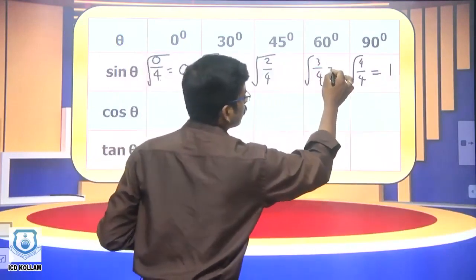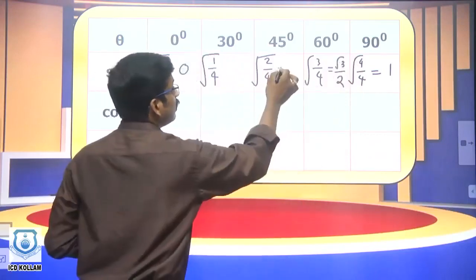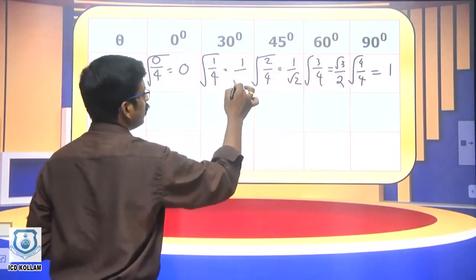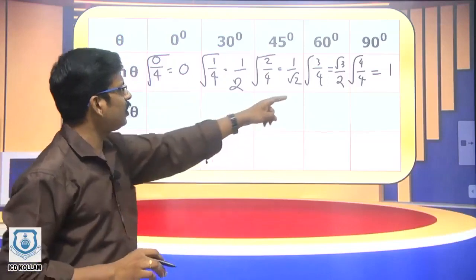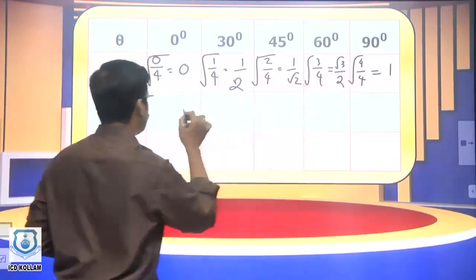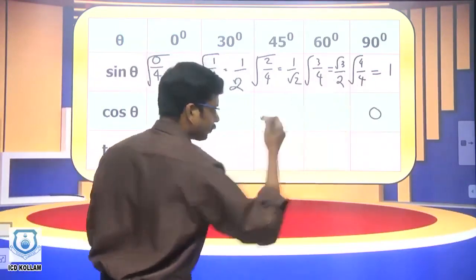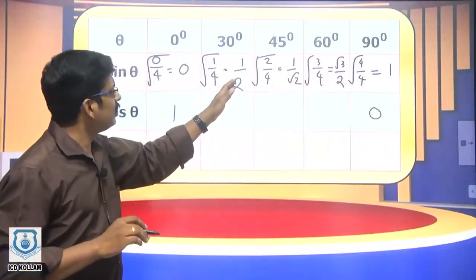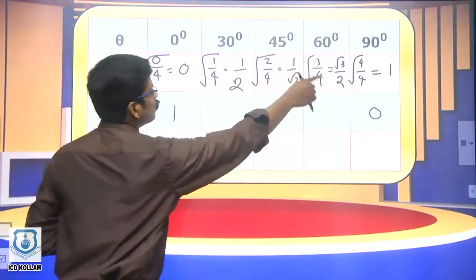We can simplify it as root 3 by 2. We learn by heart this root 3 by 2, and this is actually 1 by root 2. This is actually 1 by 2 and this is already 0. And you know the way to write this for the cos function, and the last one is 1 and the first one is 0. To memorize, we need to learn by heart these 1 by 2, 1 by root 2, root 3 by 2 for 30, 45, 60.